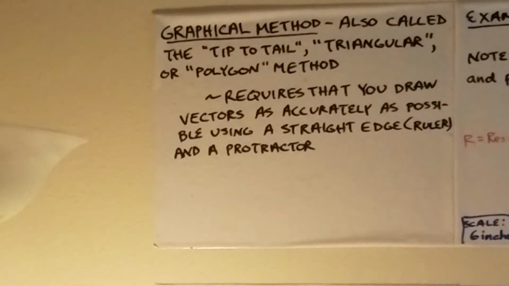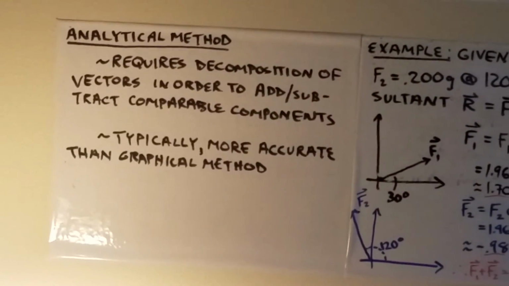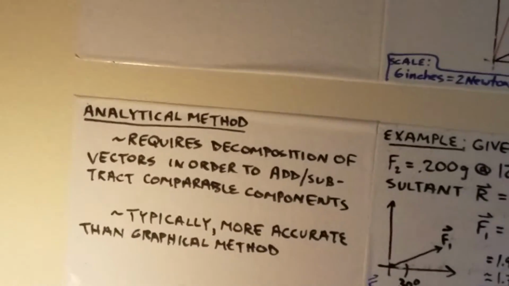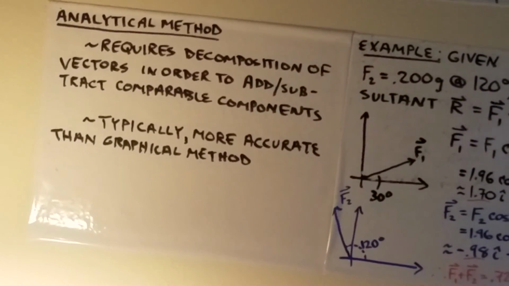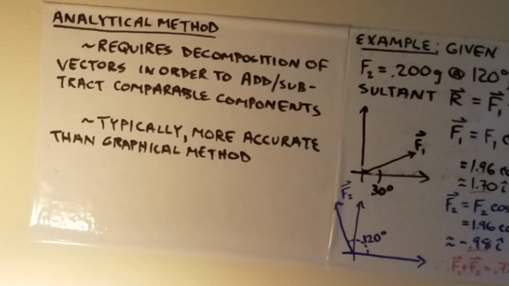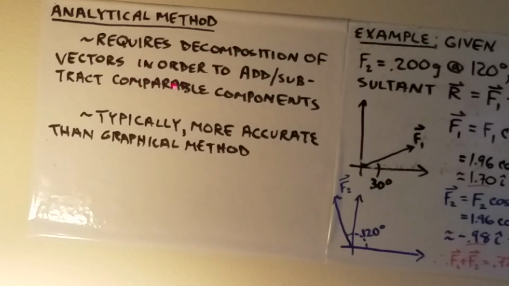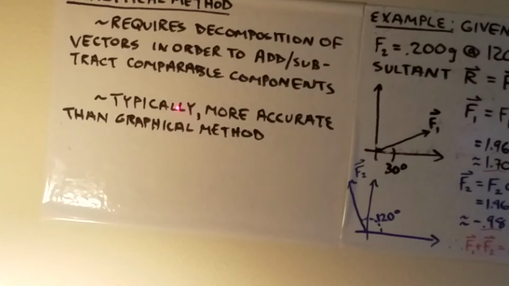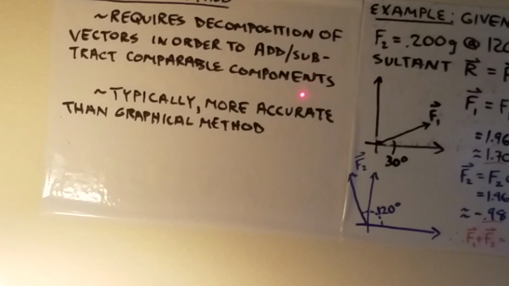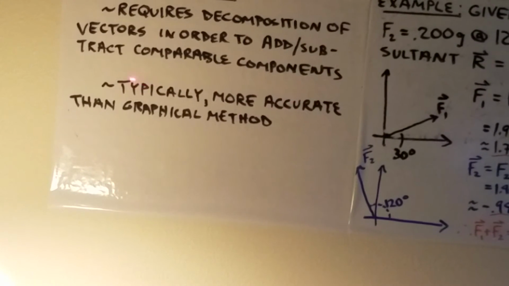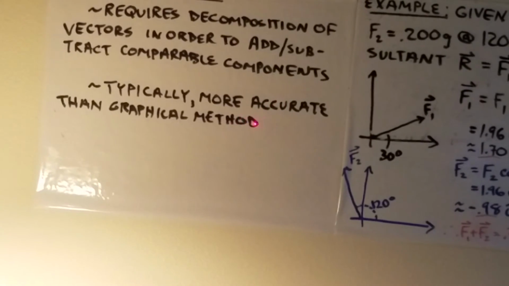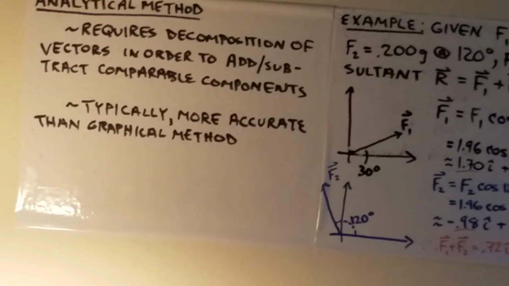All right. And so the second method that you're going to look at is the analytical method. The analytical method requires that you be able to decompose vectors, and we'll do a decomposition in order to add and subtract the comparable components. We're going to look at I-hat components and J-hat unit vectors. And typically this is more accurate than the graphical method. The graphical method gives us a visual of what we're trying to see here.